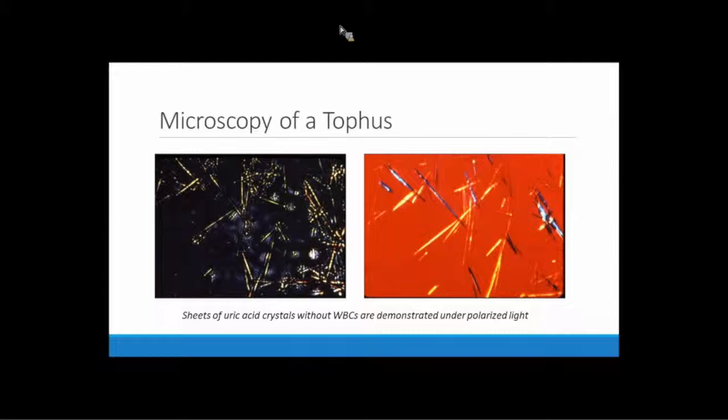So here's the microscopy. So remember, with an acute gouty synovitis, you've got lots of white cells, and they phagocytose the crystals. A tophus is a sequestered precipitate of uric acid. And so the most beautiful crystallography, if you happen to aspirate one, you see crystals in all directions.